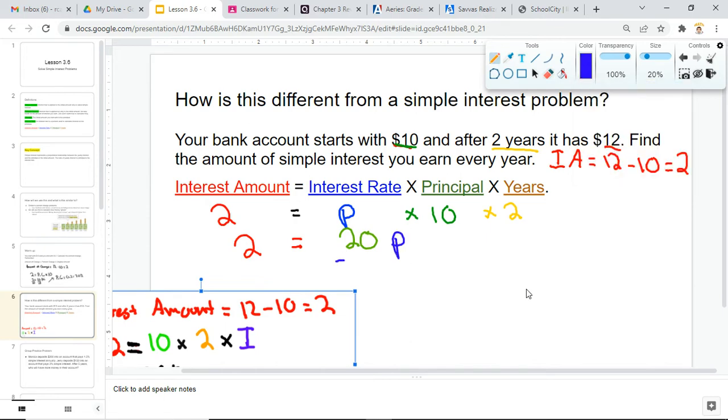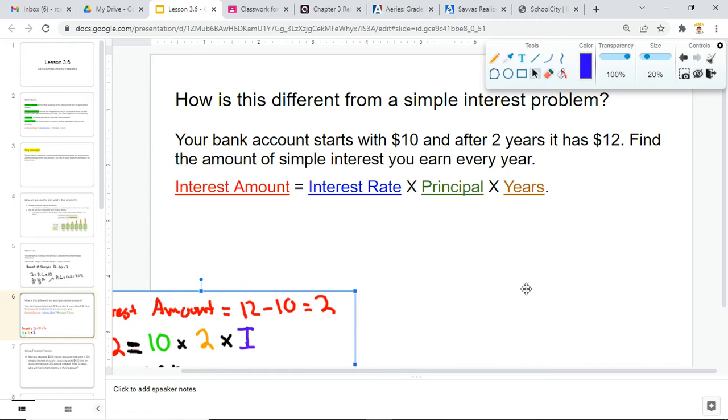All right, now we got to do the opposite of multiplying by 20. So the opposite of multiplying by 20 is dividing by 20. And I get that P is equal to 2 divided by 20, or 1/10, which is equal to 0.1, which is equal to 10%. So my interest rate on this problem was 10%.